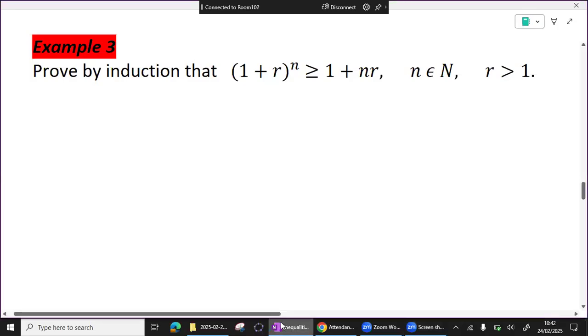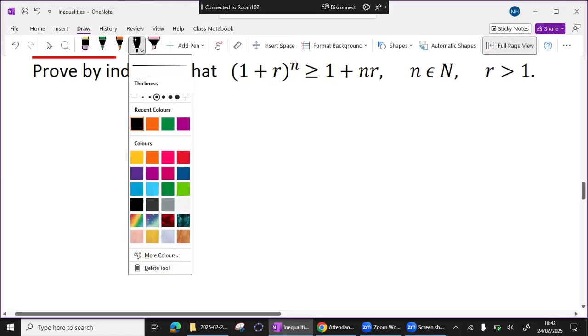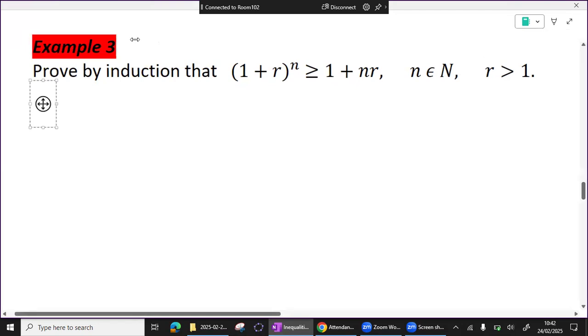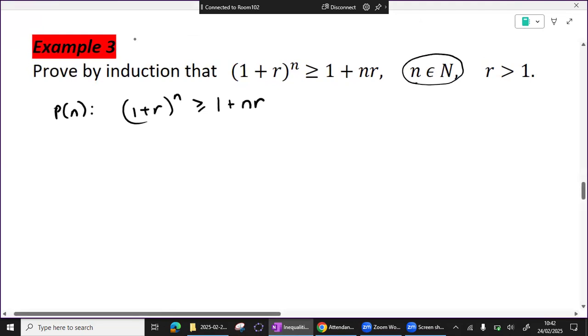Right, so we want to prove by induction the following. So off we go and we do our usual. We do Pn and we just repeat our sentence: (1 + r)^n is bigger than or equal to 1 + nr. And then just be careful, keeping in mind we have a restriction. Well, n is not restricted really, it's just part of the natural numbers. So it's kind of our usual, and then the r has to be bigger than 1. So we just bear that in mind.